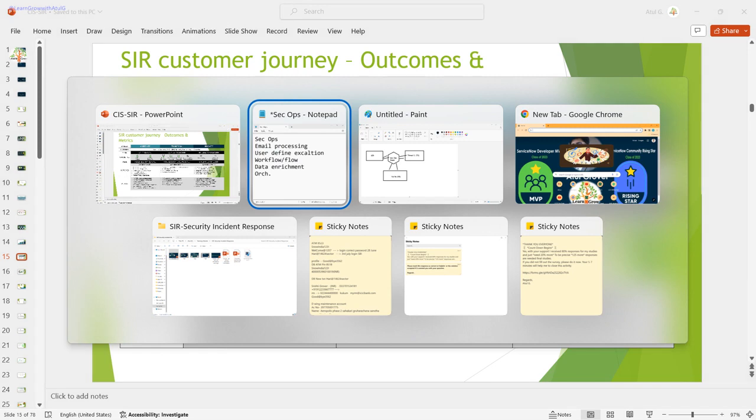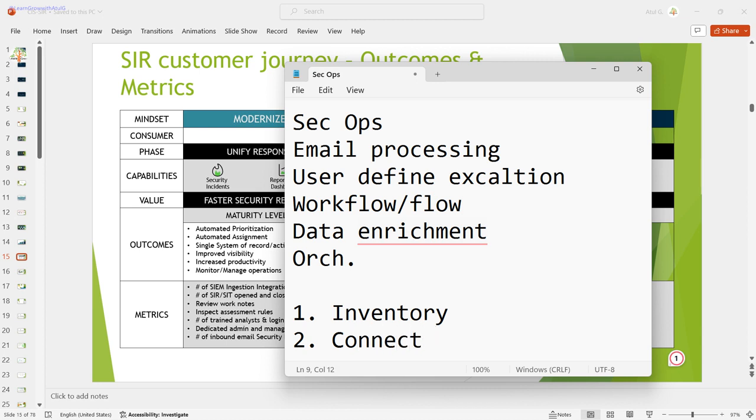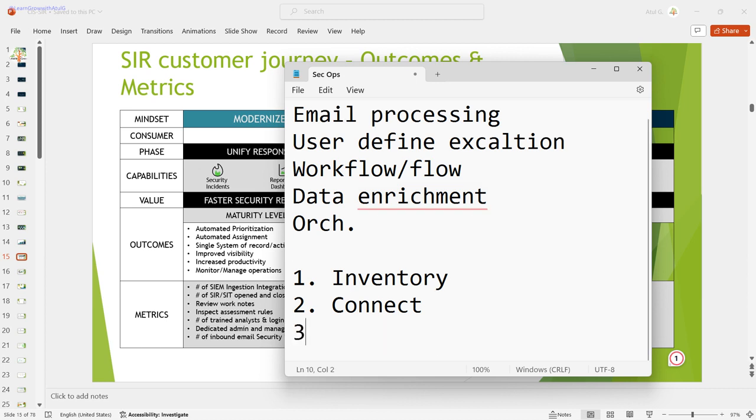So ServiceNow says, let me bring back this concept here. In total there are 6 points. Number 1 is inventory: whatever hardware and software you have, let's bring together in one place. Number 2, we have connect. What does this mean? Let's connect my CIs and my tools with this inventory. Number 3 is configure.